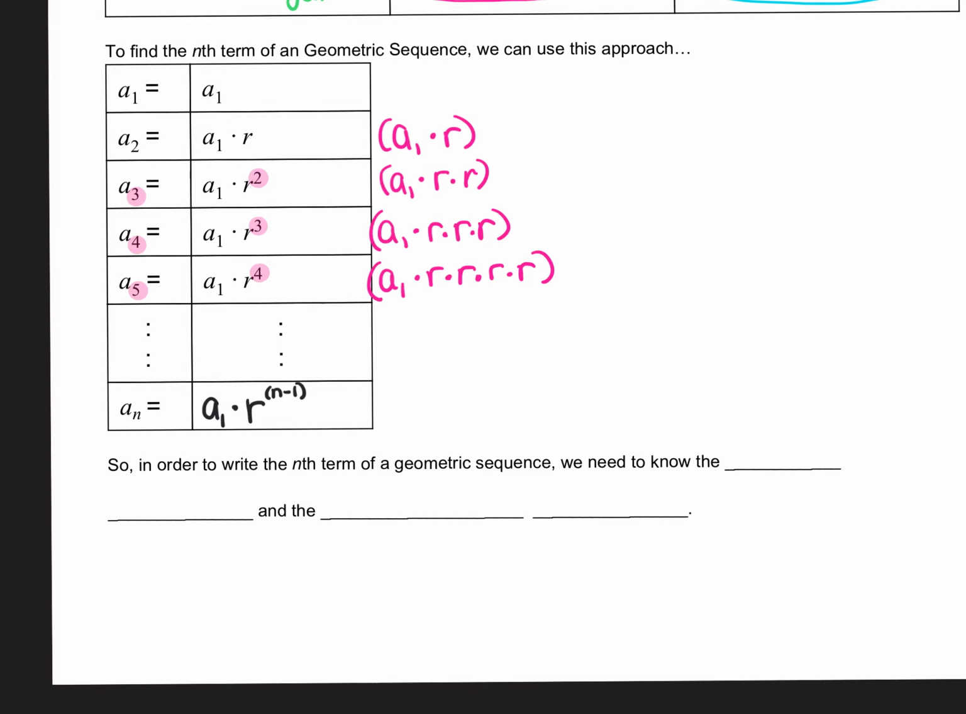So in order to write the nth term of any geometric sequence, we need to know two things. We need to know the first term, so term 1, and we need to know the common ratio. And if we know those two things, we can write the sequence.